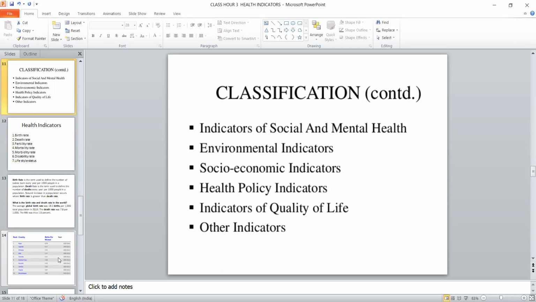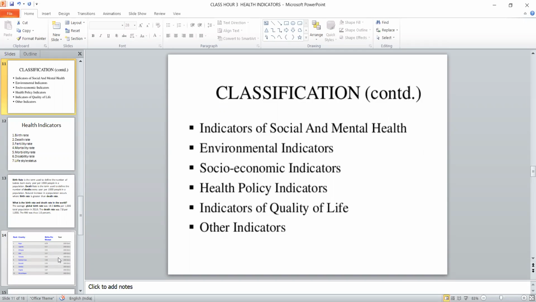The seventh indicator, we may say, is the indicator of social and mental health. There is a separate legislation for this, the Indian Mental Health Act. And the eighth one is environmental indicators. How our environment is polluted, all four pollutions are included: air pollution, noise pollution, marine pollution and land pollution, all these things which affect the human. Then the ninth one is socio-economic indicators. The 10th one is health policy indicator.